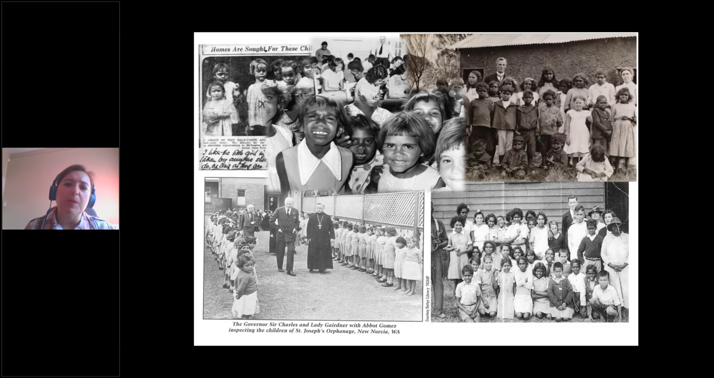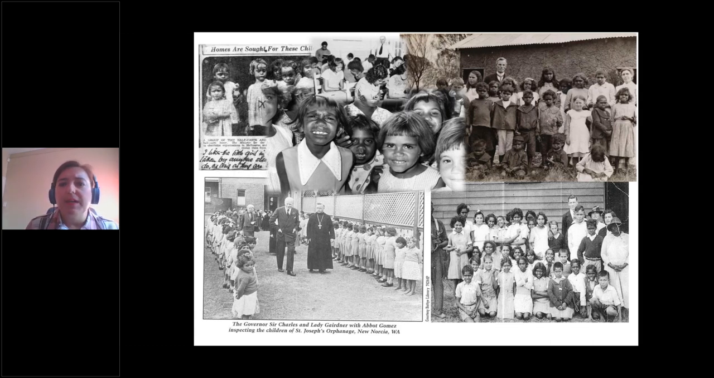Okay, now there are some photographs of the stolen generation on the screen. So on the left-hand side you can see that there's a newspaper article that homes are sought for these children of mixed origin. And what is sad is that many of them did not receive loving homes, but homes where they were still ill-treated and had to do the domestic work in the houses and things like that.